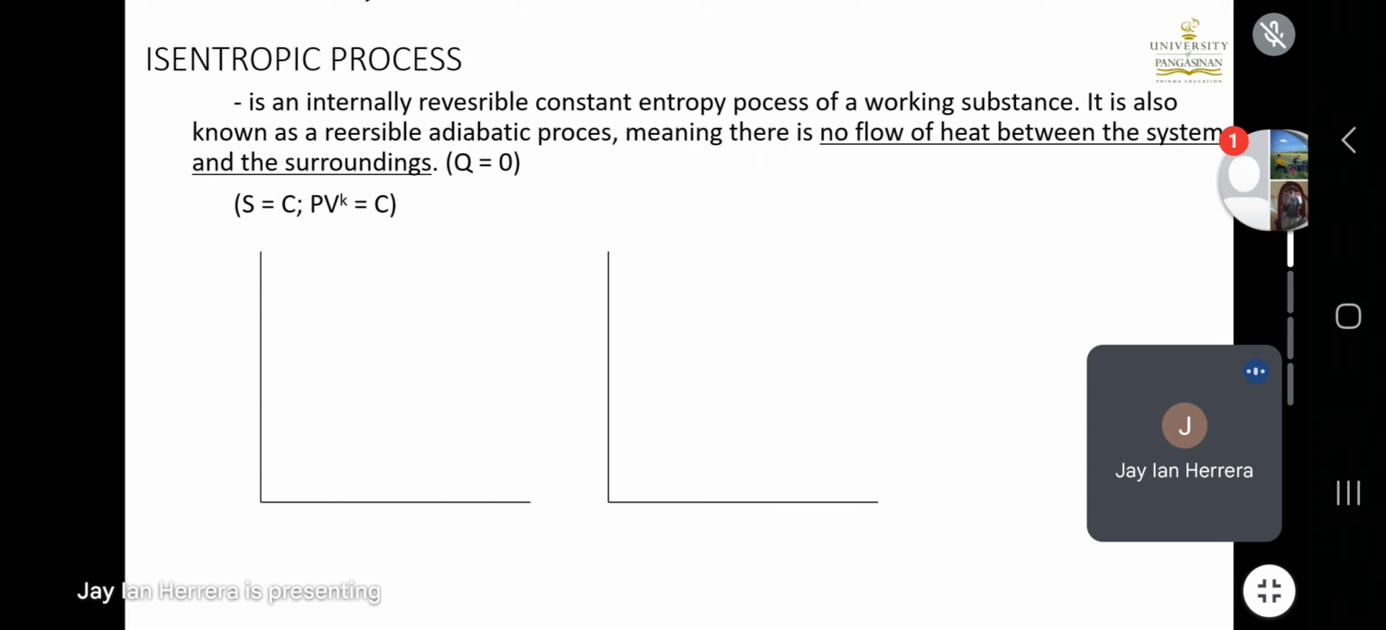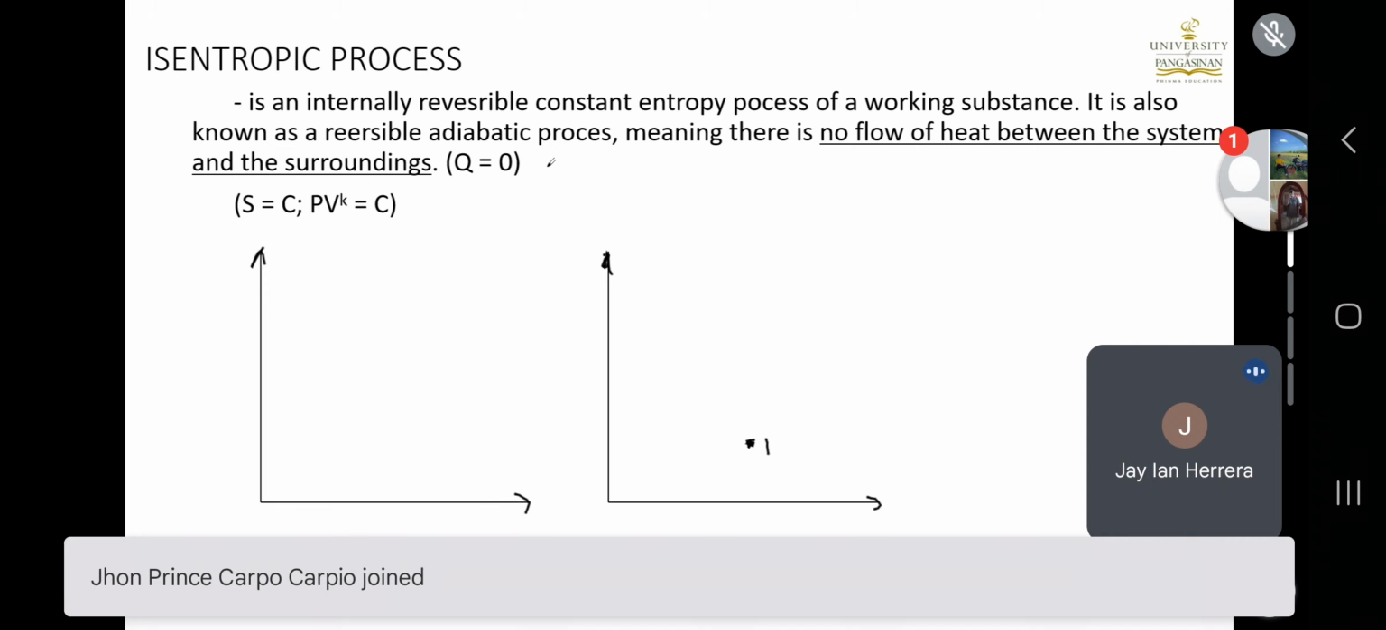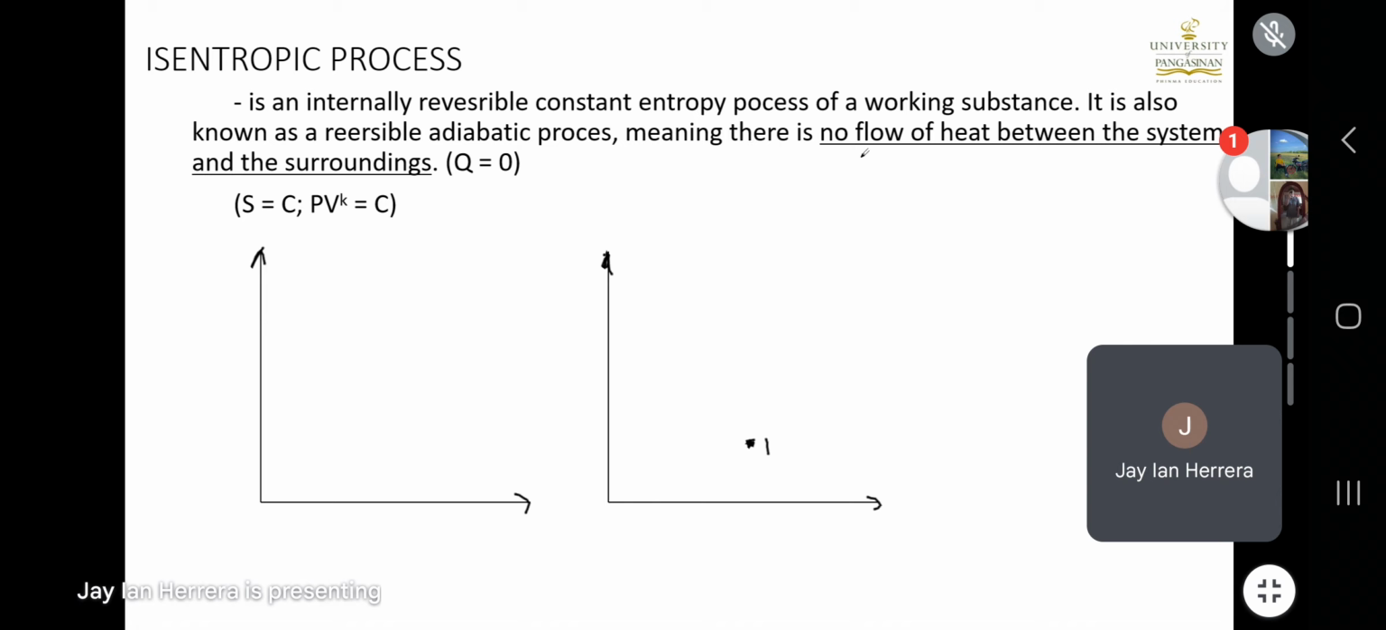Next, isentropic naman. Under isentropic, from point 1 kasi, this is isentropic, s is constant. So isentropic is an internally reversible constant entropy process. So S is constant of the working substance. It is also known as the reversible adiabatic process, meaning there is no flow of heat between the system and surrounding. So Q is 0.